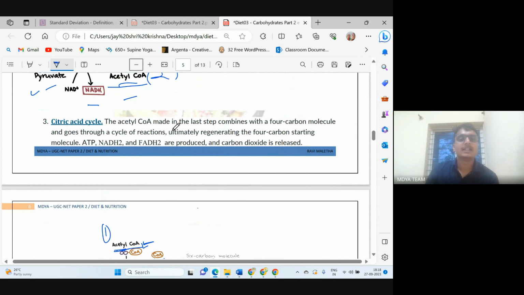So the acetyl coenzyme A made in the last step combines with a 4-carbon molecule and goes through a cycle of reactions, ultimately regenerating the 4-carbon starting molecule. ATP, NADH2, FADH2 are produced and carbon dioxide is released.